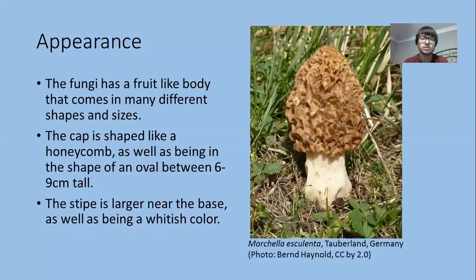So the appearance: these fungi have a fruit-like body that comes in many different shapes and sizes. The cap is shaped like a honeycomb, as well as being in the shape of an oval between about 6 to 9 centimeters tall. The stipe is larger near the base, as well as being a whitish color, as you can see in the picture.